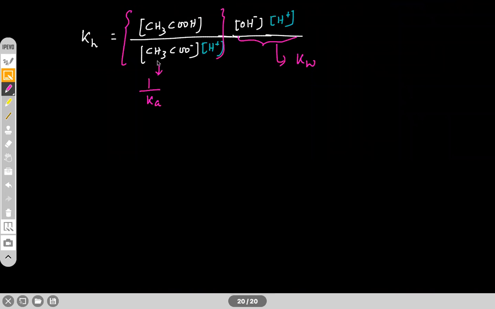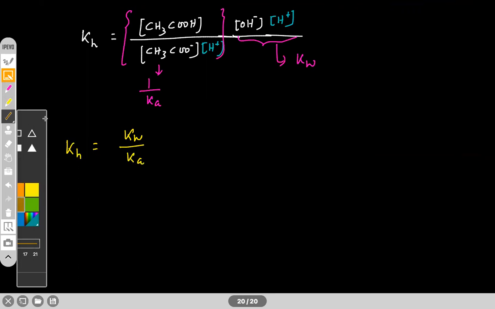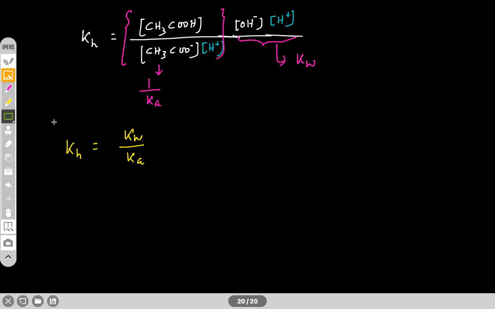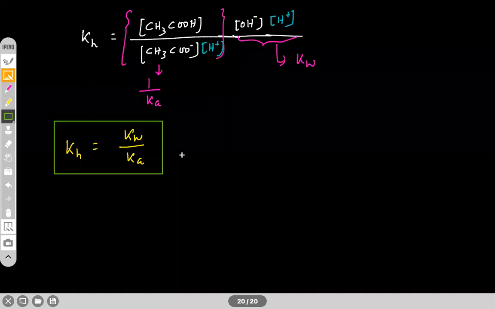Did you understand this? It is 1 by Ka, this is Kw. So the expression of KH equals Kw by Ka. On this relation also, they ask questions in the exam. This is also a very important relation. First thing is this. Remember, this Ka is the dissociation constant of the weak acid, that is CH3COOH.